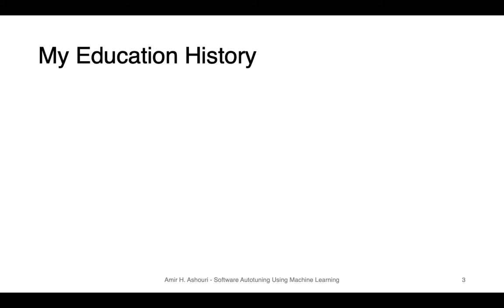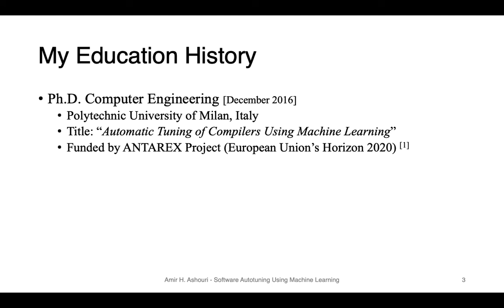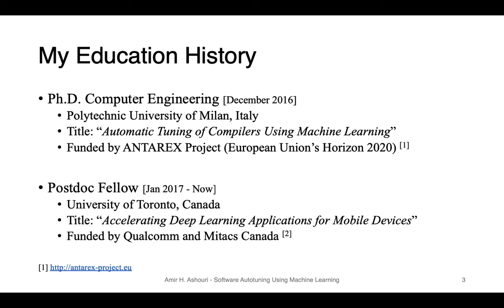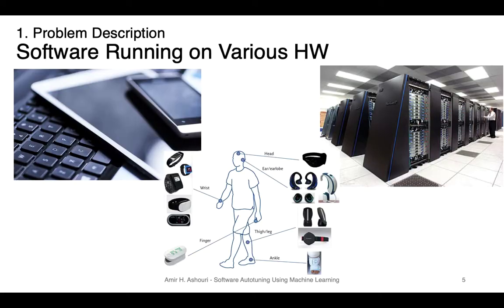applications. Right. Thanks, Andy. He already introduced me. So I finished my PhD in December of 2016, and my PhD was funded by a European project called Antarex. It was within the European Union's Horizon 2020, and as of January 2017, I was a postdoc. My funding comes from Qualcomm Canada and MITEX, and I'm working on accelerating deep learning applications for mobile devices. So my goal is to have optimized compilers so that they can execute codes faster and in a more computationally efficient way. All right, so let's start with the description of the problem.